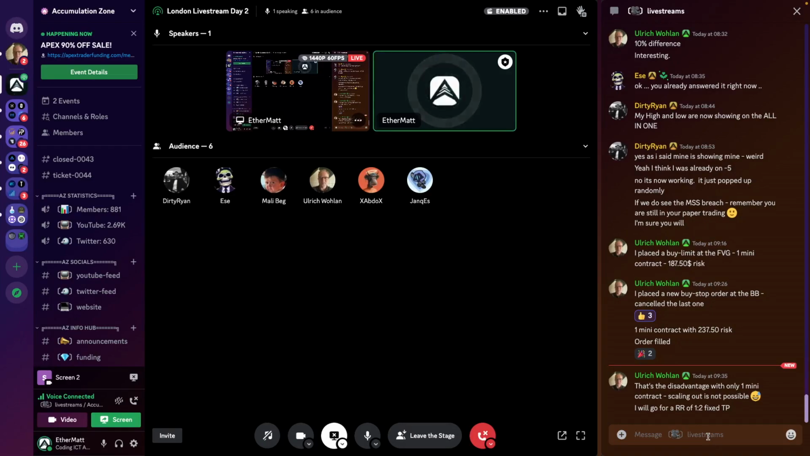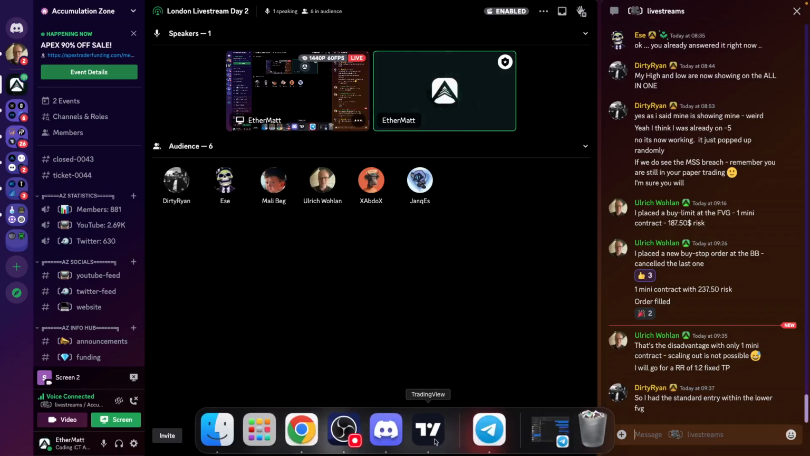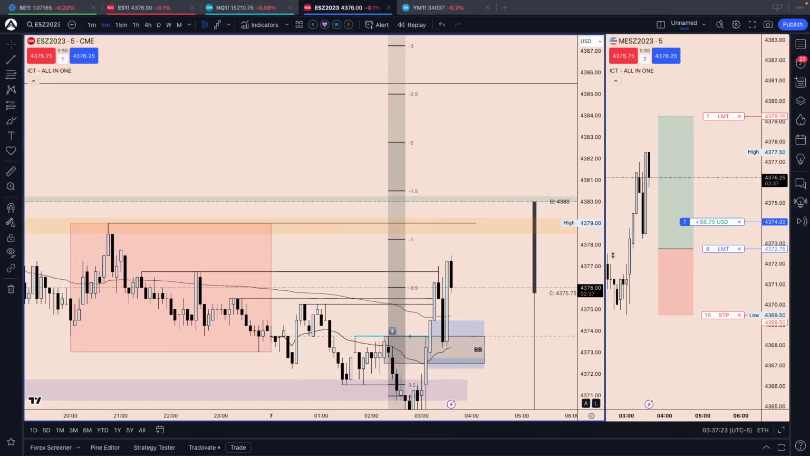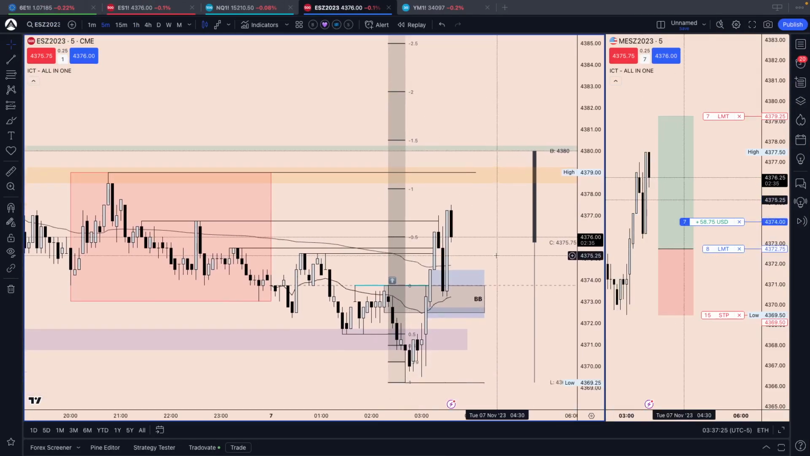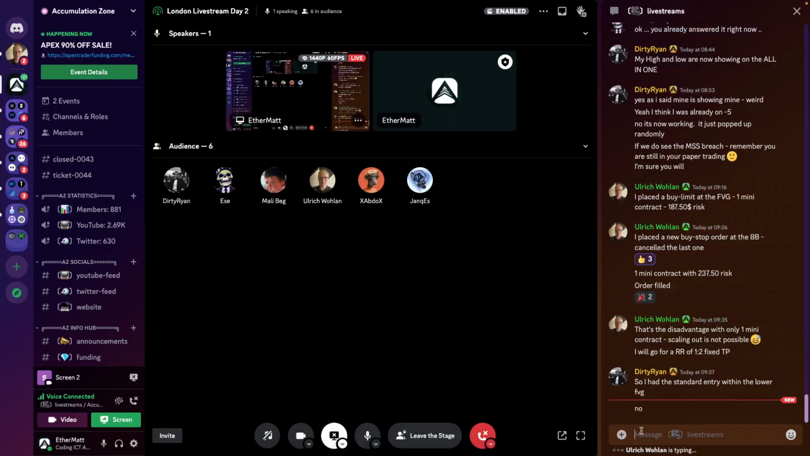Yeah, makes sense. You had the standard entry. Did you get filled on that lower fair value gap? On this one down here. We never touched it, not even on the micro. Or just this fair value gap right here, the market structure shift fair value gap. I get it.